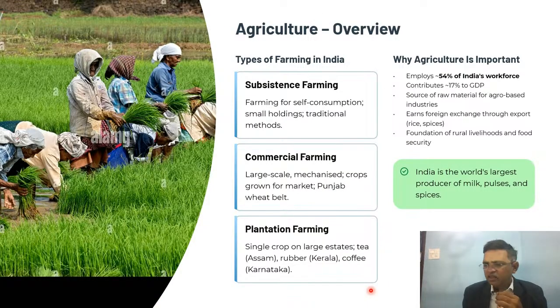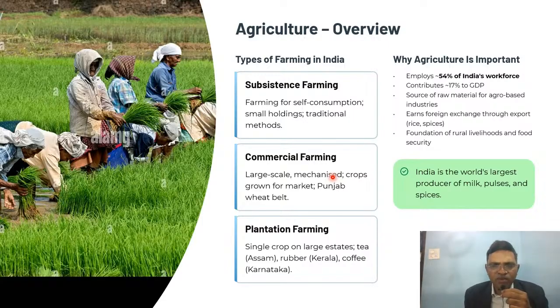Then agriculture overview. It is quite a lengthy class, so you have to concentrate. Then types of farming in India. There are three types of farming in India: subsistence farming, commercial farming, and plantation farming. Subsistence farming means farming for self-consumption. They have small landholdings. It is a traditional method, not for commercial purposes.